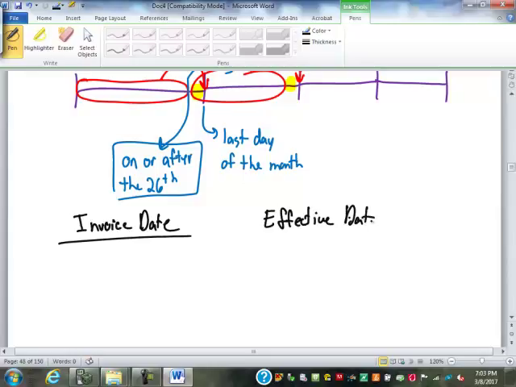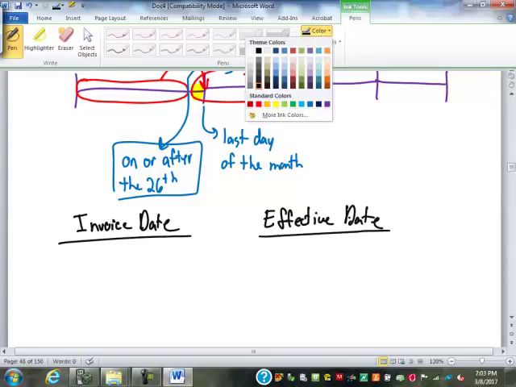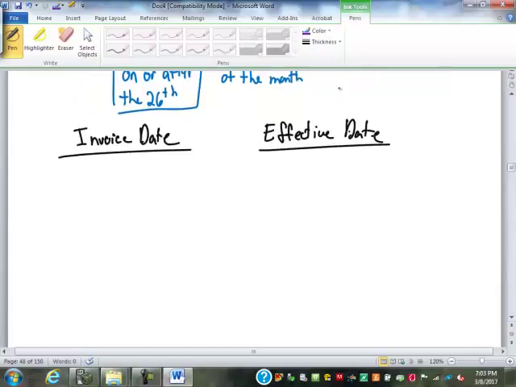I want to make two columns here: invoice date and effective date. If the actual invoice date is May 18th, what will the effective invoice date be? What's the last day of May? May 31st.